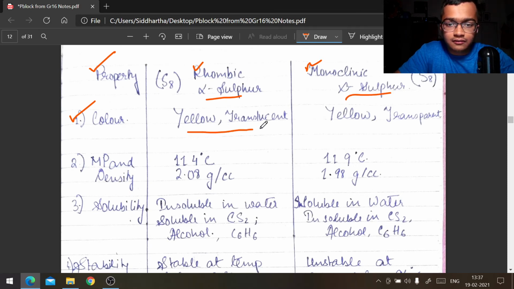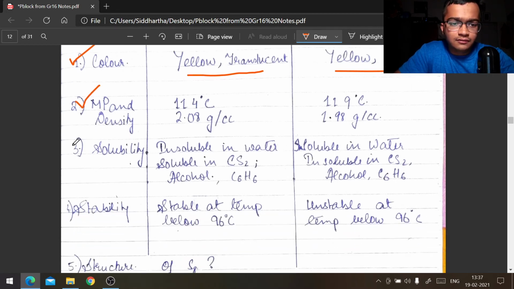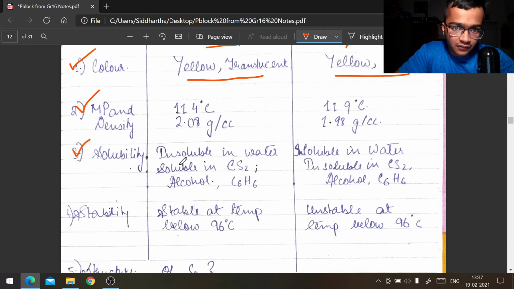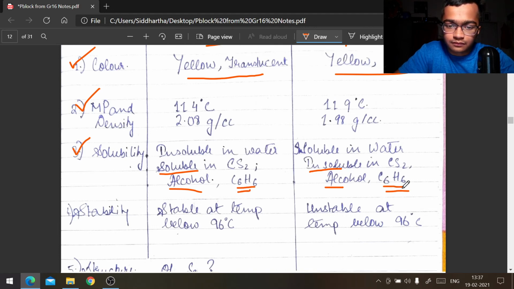The color is yellow translucent for one, and yellow transparent for the other. The melting points are different. Solubility: it is insoluble in water. Rhombic sulfur is insoluble in water, and monoclinic sulfur is also insoluble in water, but you have to keep in mind the differentiating point. Rhombic sulfur is soluble in carbon disulfide, alcohol and C6H6, which is benzene, but monoclinic sulfur is insoluble in alcohol, C6H6 and also carbon disulfide.